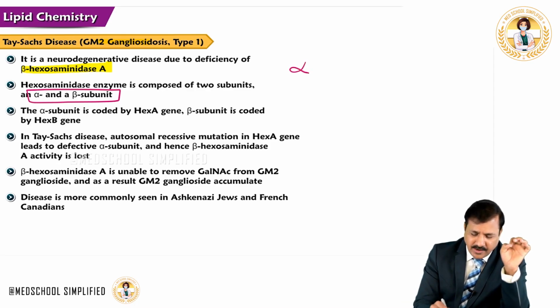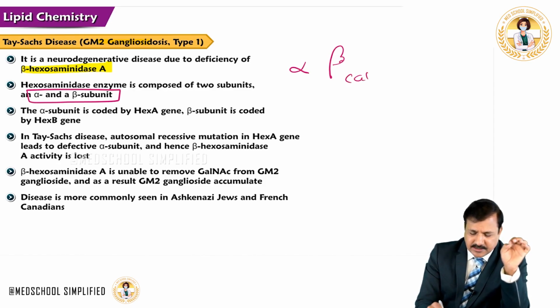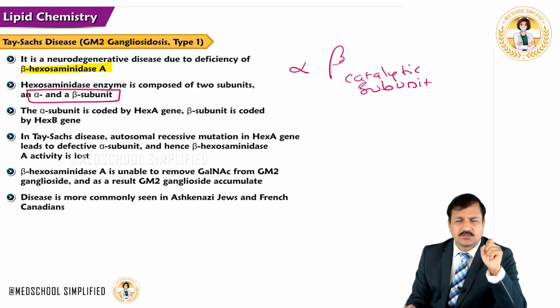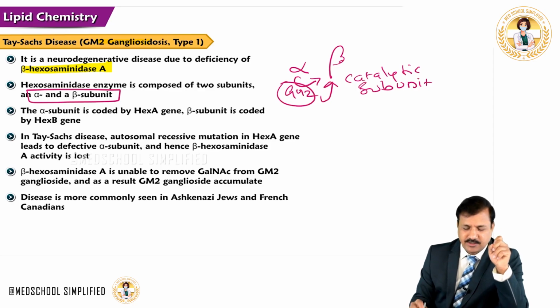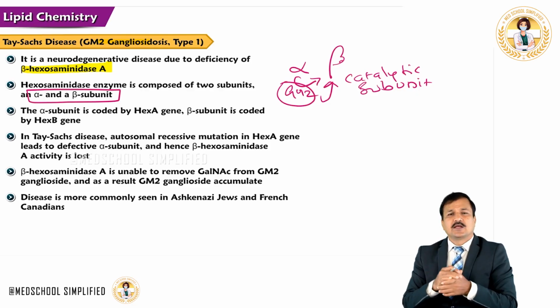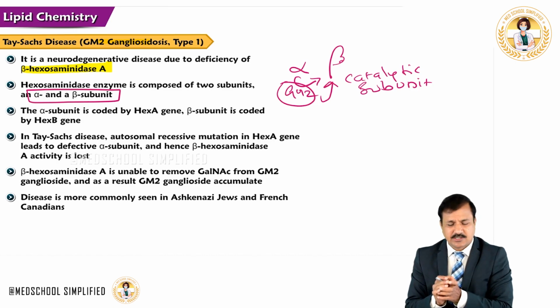Anyway, so the role of alpha and beta subunit here. The beta subunit is the catalytic subunit. Remember that. So that's where the conversion of substrate into product is going on. That's where the degradation is going on in the beta subunit. Whereas the alpha subunit is needed for the beta subunit, especially to transfer the GM2 gangliosides to the beta subunit so that the beta subunit can break N-acetyl-galactosamine from GM2 ganglioside. That's how the degradation is done.